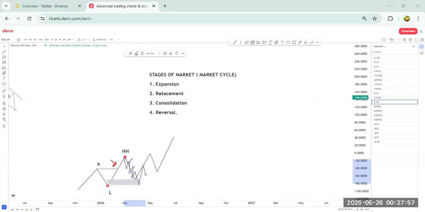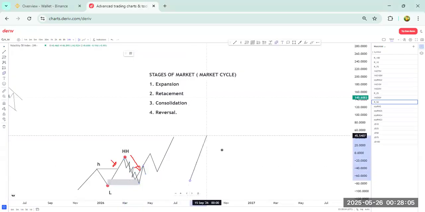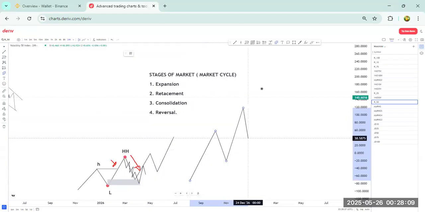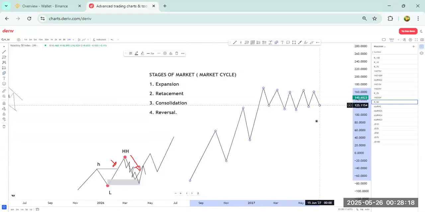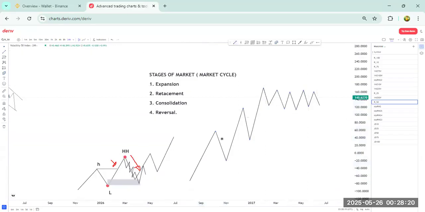And then after an expansion phase, there has to be what? A retracement. Not always. There are times price moves from expansion after we broke the high right into consolidation. You see the market start to be consolidating, giving you equal lows and equal highs. That also is possible. We had a break of structure here.